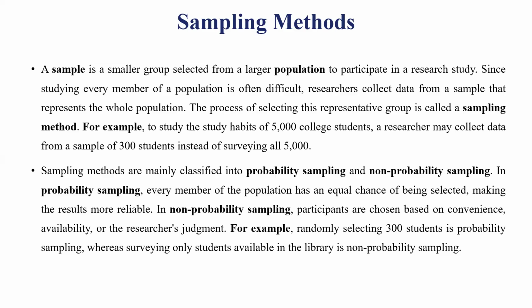Sampling methods are mainly classified into two types: probability sampling and non-probability sampling. In probability sampling, every member of the population has an equal chance of being selected, making the results more reliable. Probability means an equal chance for everyone. Non-probability sampling means participants are chosen based on convenience, availability or the researcher's judgment. We are going to see these one by one now.